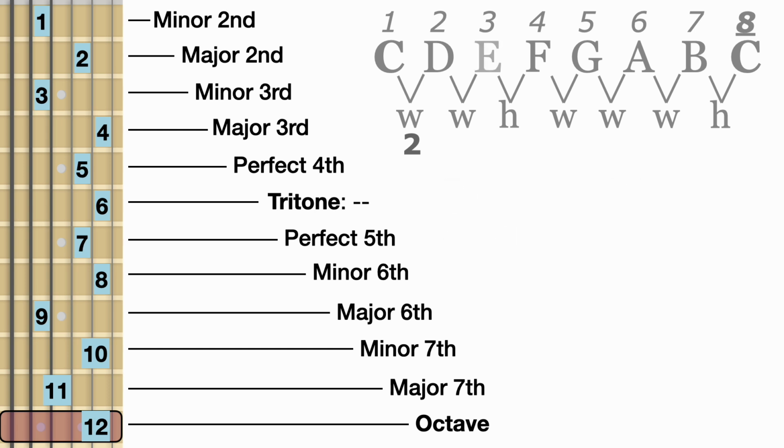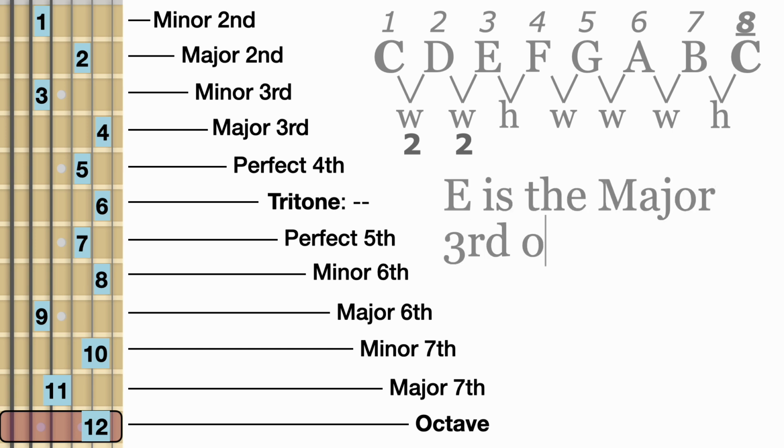Now, the next one we're going to look at is E. Well, that's a whole step up from D. So therefore, that's 2 more frets. Therefore, when we add these up, we get 4 frets, which is a major third. Therefore, E is the major third of C major.